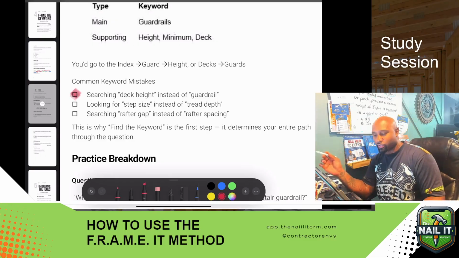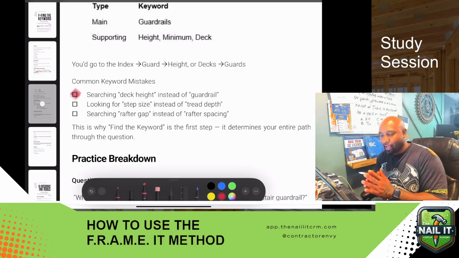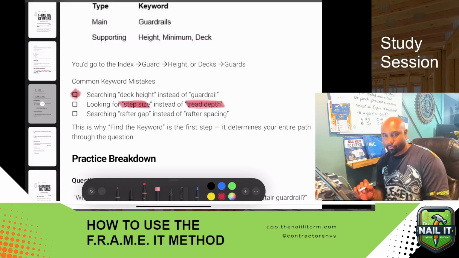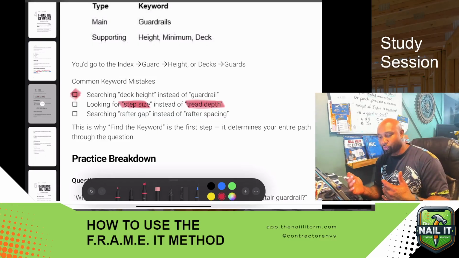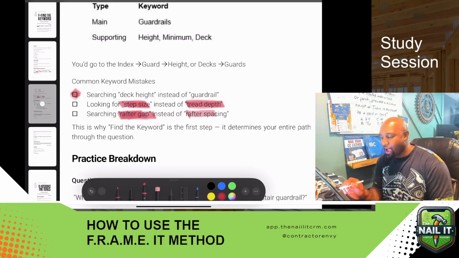These are just common mistakes a lot of us make. You search for keywords and you're putting too many words together. That's what I was just talking about. And then you're looking for step size instead of tread depth. Or you're searching for, and I'm just using some generals here, rafter gap instead of rafter spacing.